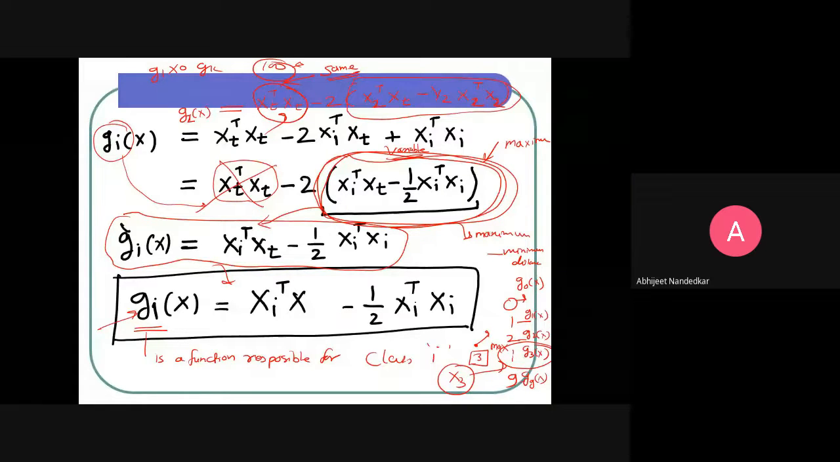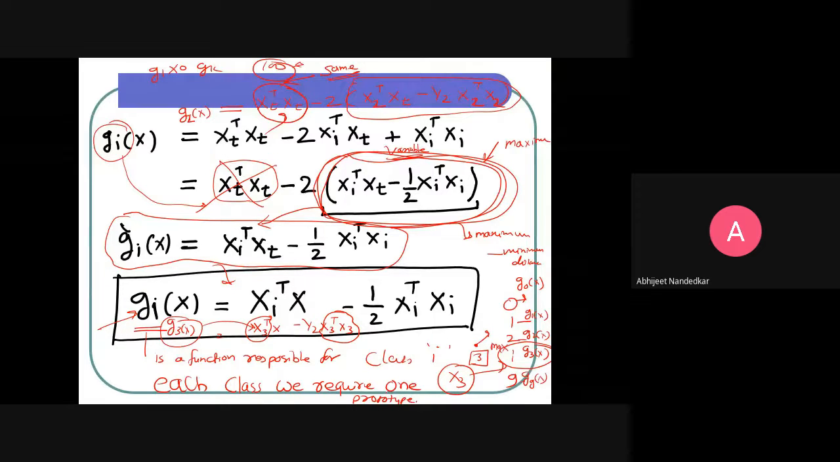Where is it stored? When I want g3(x), you see that this will be x3 transpose x minus half x3 transpose x3. So to find g3(x), what is required? You require a prototype x3. That's all. So for each class, we require one prototype. If you are able to find that, our job is done.